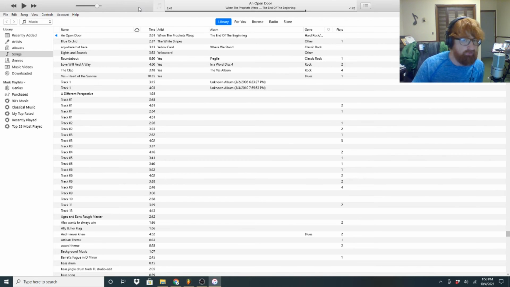Especially since this part right here builds into the chorus so beautifully. This is the coolest part of the whole song, melodically. This right here.